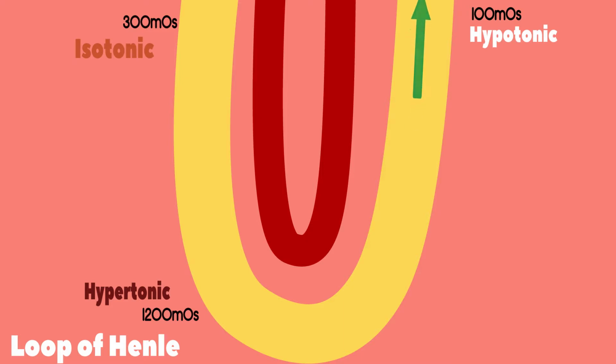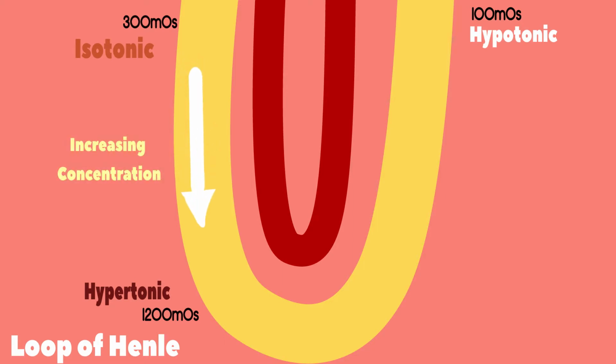Because of the active transport of ions such as sodium in the ascending limb and the diffusion of water in the descending limb of the loop of Henle, a gradient is developed, the cortical medullary gradient. This means that as the 300 milliosmol ultrafiltrate descends deeper into the medullary layer from the proximal tubule, more concentrated interstitium is encountered.